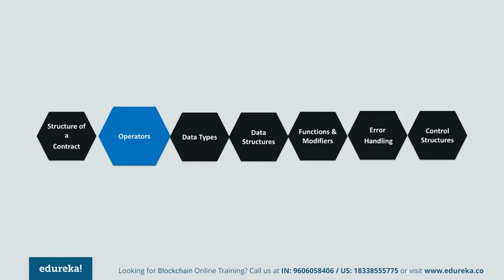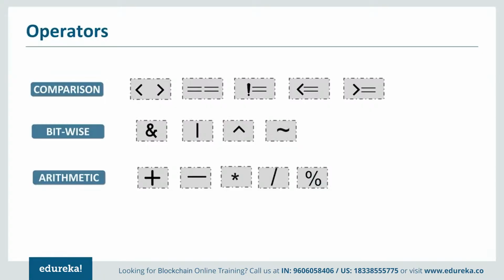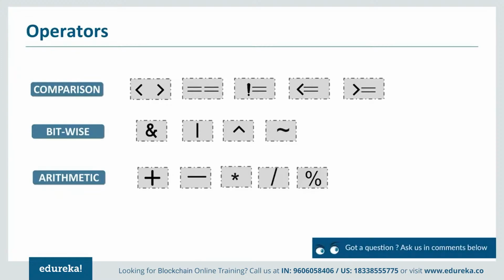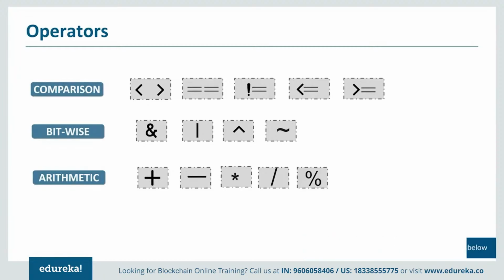So moving on, let's move ahead with operators. Most of the operators used in Solidity are very similar to JavaScript. As you can see, like JavaScript, we have three types of operators. Those are comparison operators, bitwise operators, and arithmetic operators. Comparison operators are of course used for comparing two values. Bitwise operators are used for bitwise functions like AND, OR, NOR, or XOR. And arithmetic operators are used for arithmetic.